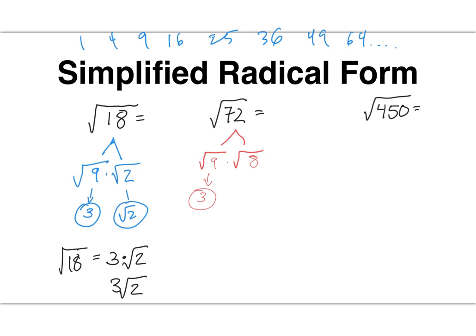Now we've got the square root of 8. Do we know any numbers that go into 8 that we know the square root of? 4. 4 is correct. It'd be the square root of 4 times the square root of 2. I chose 4 because we know the square root of 4 is 2. Do I know the square root of 2?